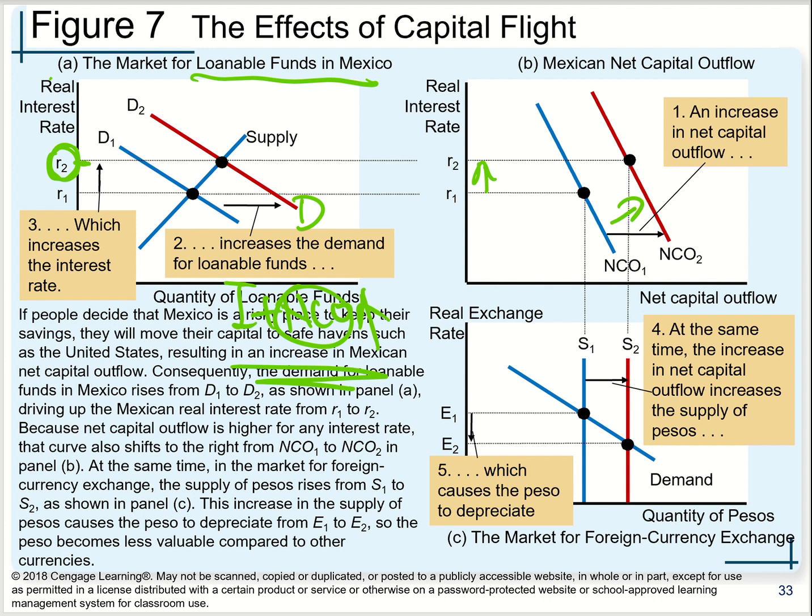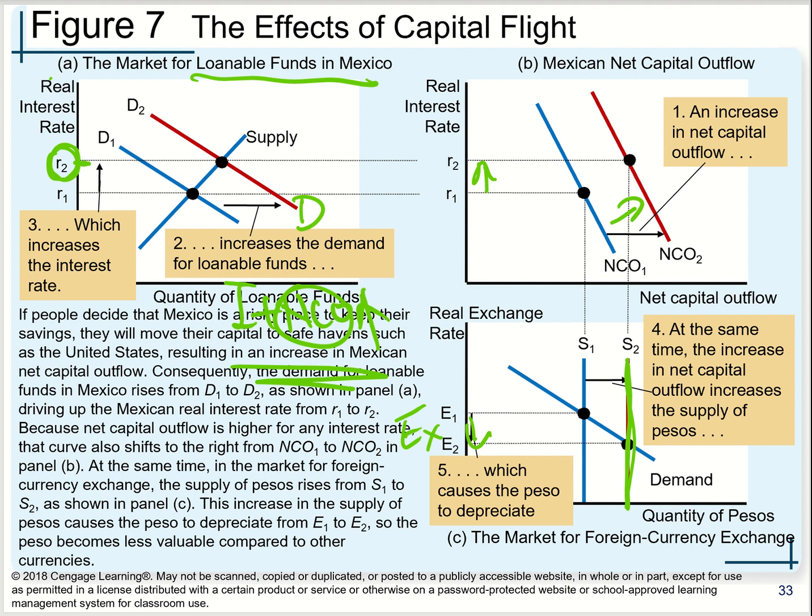And then on the other side, in the foreign exchange market, more NCO being supplied to the market means we have more supply in the foreign exchange market, so more pesos in the market to be exchanged for other currencies. So more supply, holding demand constant, I'm going to see a lower exchange rate. Right, so the exchange rate getting cheaper means the peso becomes worth less.